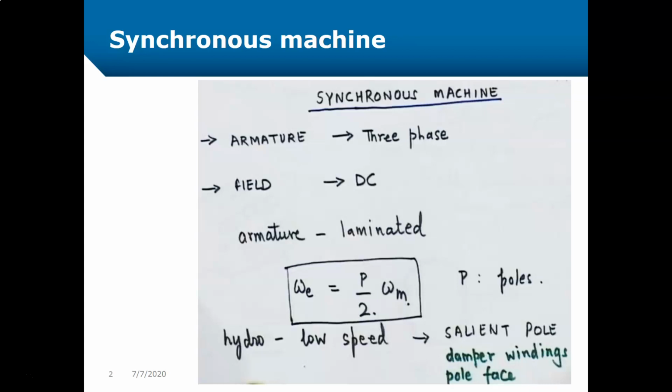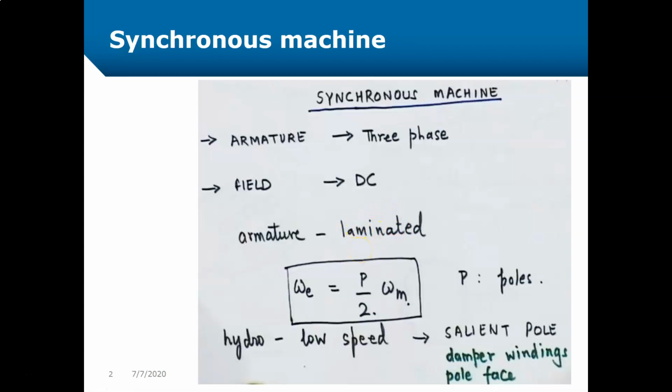The synchronous machine in fact has two windings. It has one armature winding, which is a three-phase winding located in the stator. Then it has a field winding located on the rotor, which is of course fed with DC voltage. Also, the armature is laminated because the armature winding, which is housed on the armature, sees a time-varying flux.